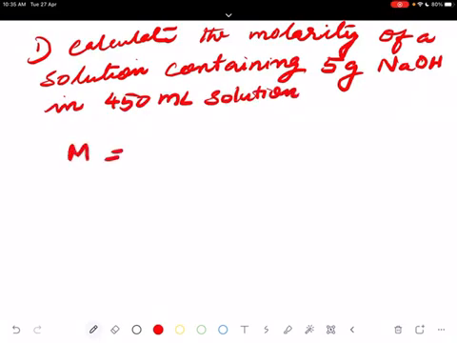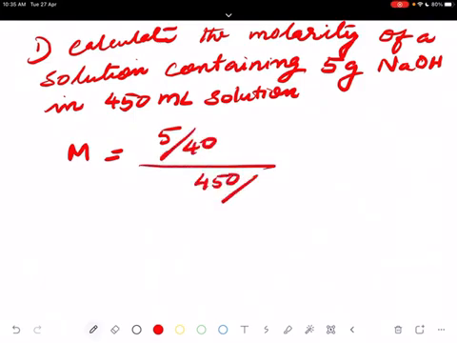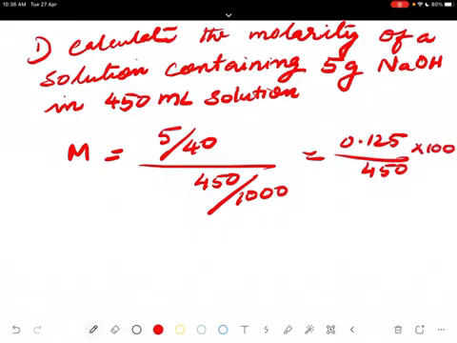So molarity is represented by capital M, that is 5 gram. What is the number of moles? NaOH it is. So 40 divided by, here ml is directly given, so 450 upon 1000, which is equal to the molarity, that is 0.125 upon 450 into 1000. So this much molar is the answer, the unit will be capital M.